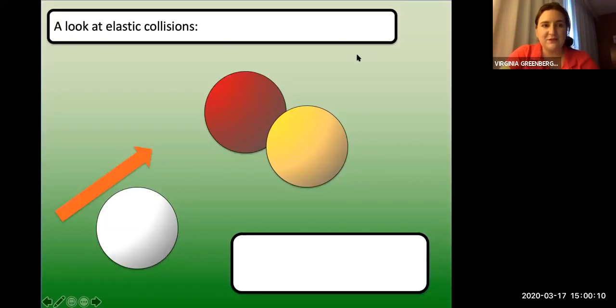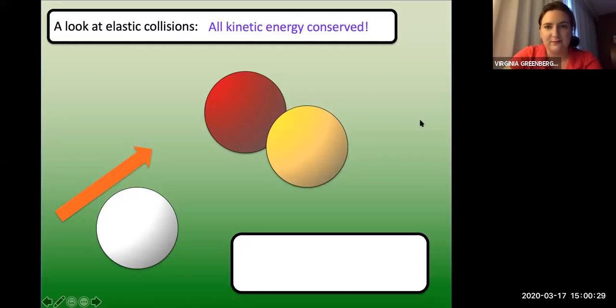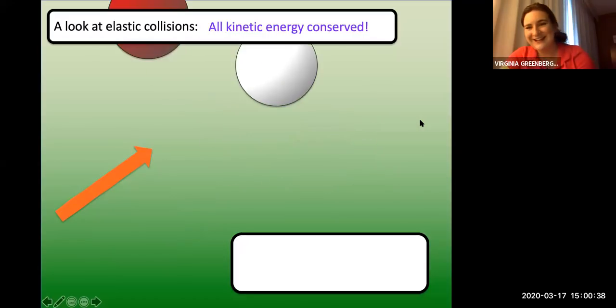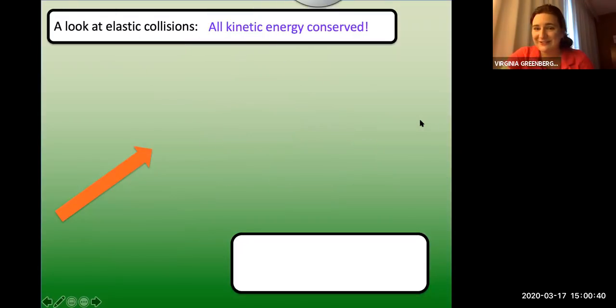Okay, so as promised, we're going to look at elastic collisions. And so oftentimes we think about billiard balls as being representative of elastic collisions. And so we can see what happens when the cue ball hits these two pool balls. And we'll say that in this case, all the energy is conserved. Boom. Okay, so we saw the collision, right?